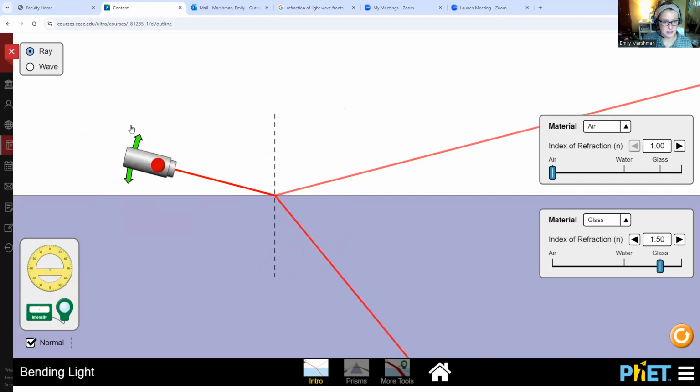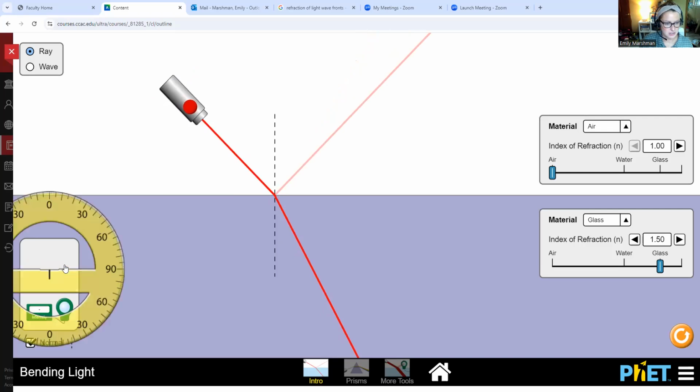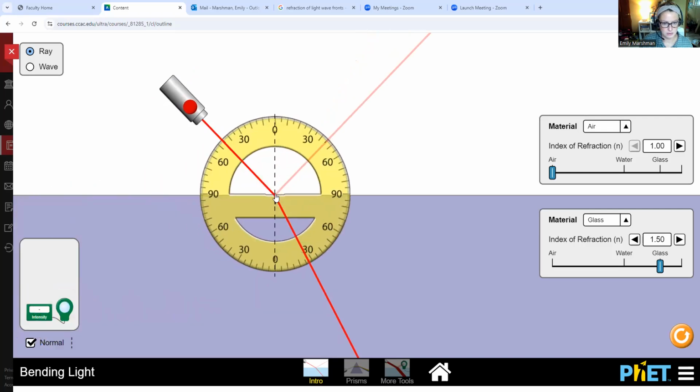You can move this light ray around and see how much bending takes place. And if you actually want to measure it, which you'll be doing in the lab, you can use the little protractor here. So you're always going to measure your angles away from the normal to the surface. So draw a perpendicular line through your surfaces, and the angle that you're going to measure is always from that normal. So the incident angle here would be 45 degrees. The outgoing angle here is a little less than 30.